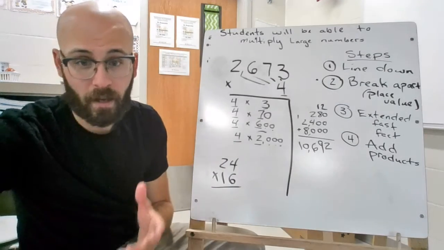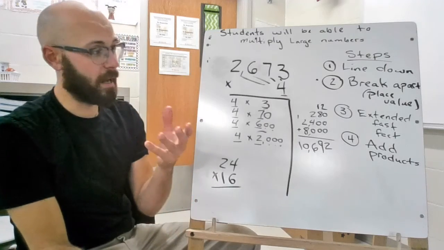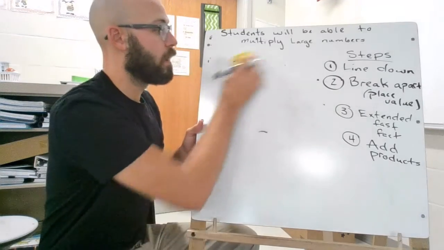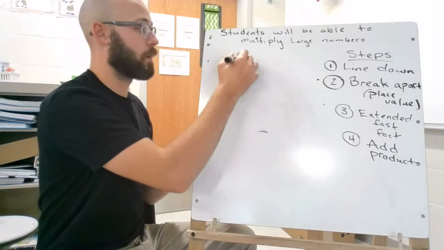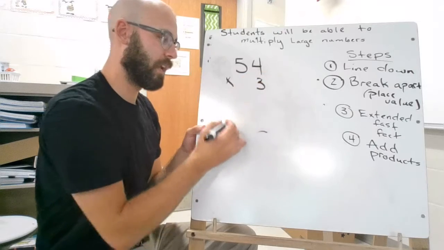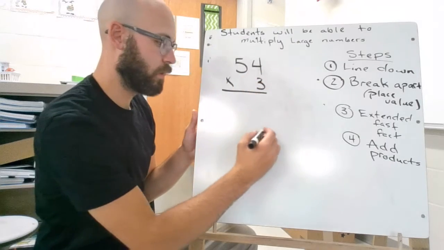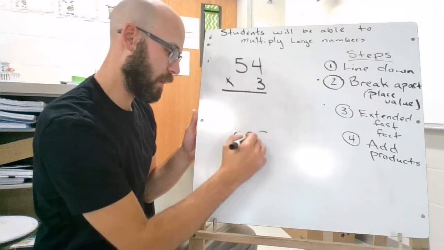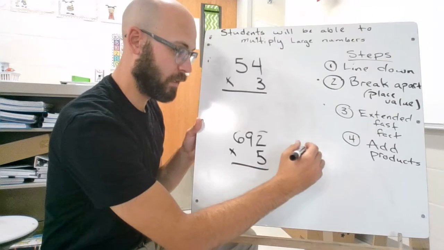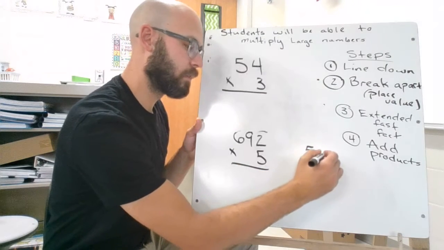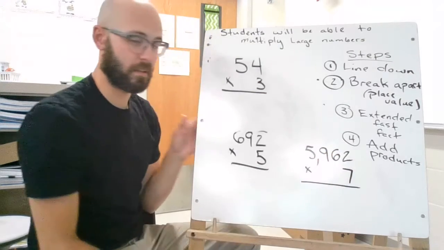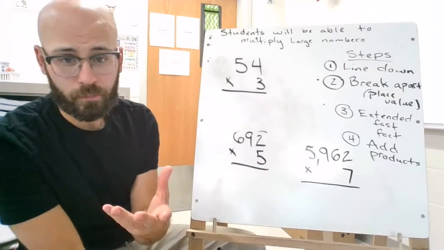So make sure, I'll give you a few to try at home on your own, and rewatch the video if you need to remember how to do this process. I'll leave the steps up here for you to look at. Here's your first problem I want you to try. Let's go. 54 times 3. And if you think you get that one correct, move on to 692 times 5. And if you think you're really good and you got it, try 5,962 times 7. Using a little bit bigger digits there. Go ahead in your notebook, give those a go.